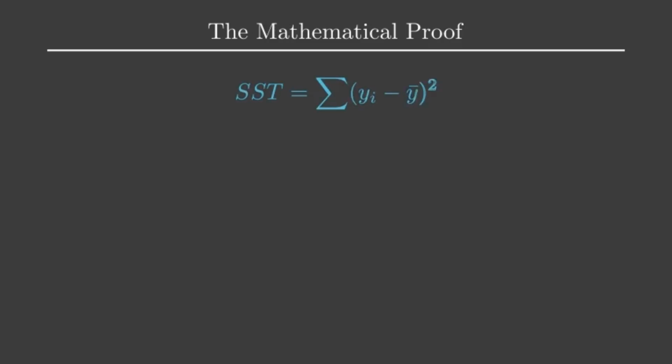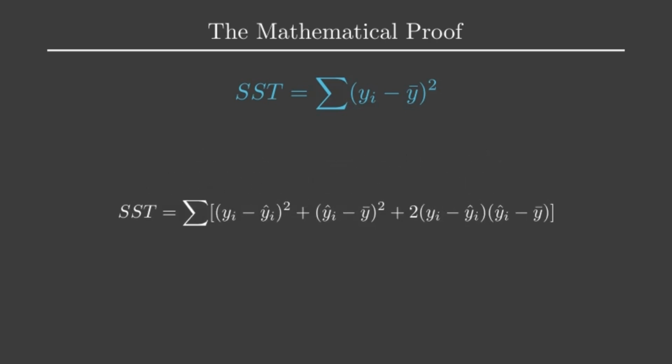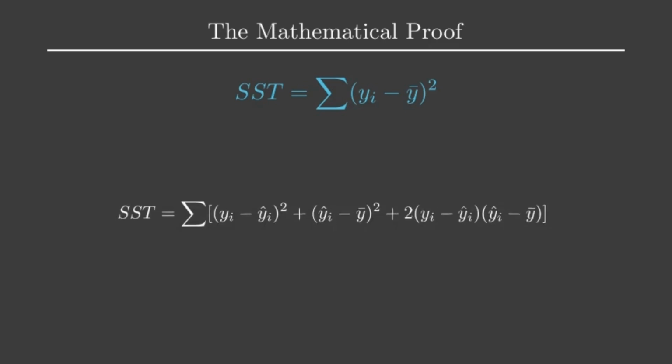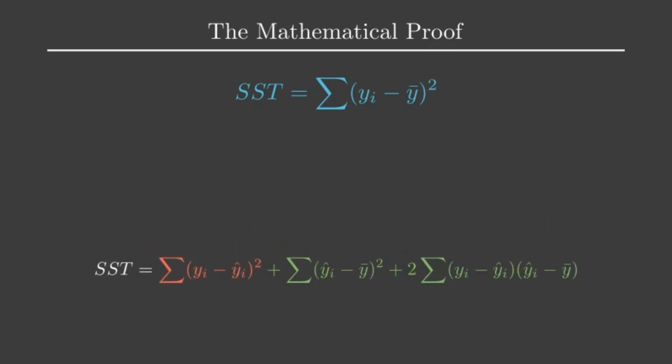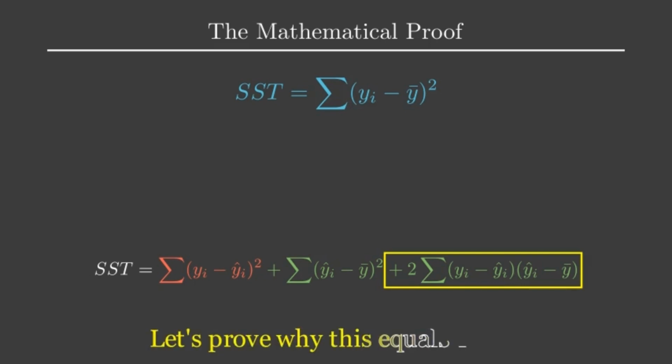But how can we be sure this is always true? Let's quickly walk through the mathematical proof. We start with the total sum of squares, SST. Now let's perform some clever algebraic manipulation. We can rewrite each observation as the sum of the residual and the fitted value. When we expand this expression, we get three terms: the sum of squared residuals, the sum of squared fitted values, and a cross-product term. This cross-product term is the key to our proof. We need to show that it equals 0.